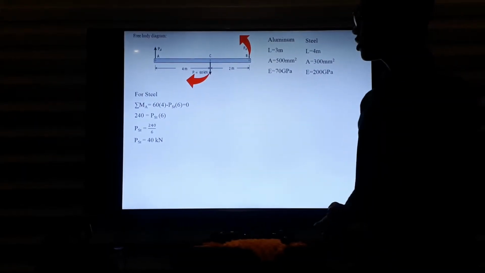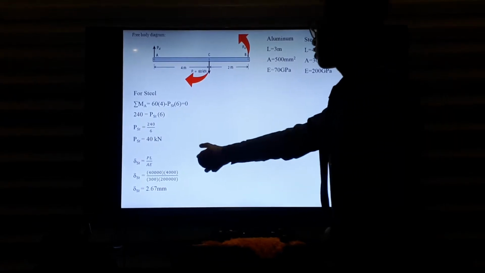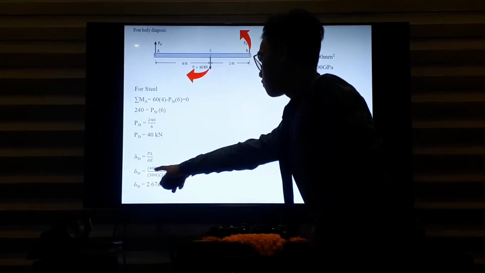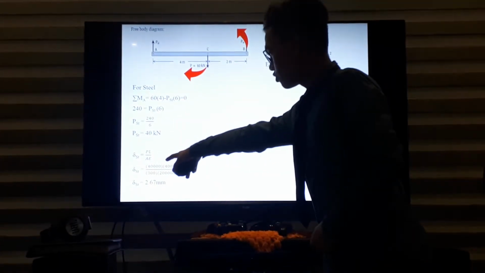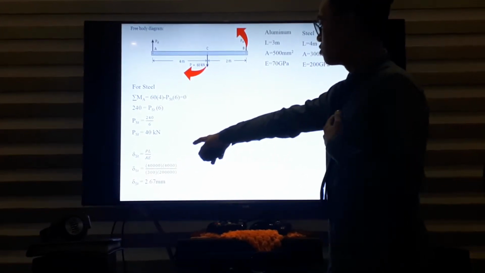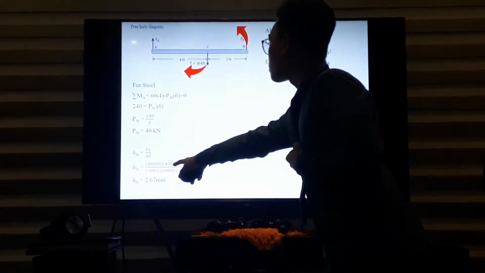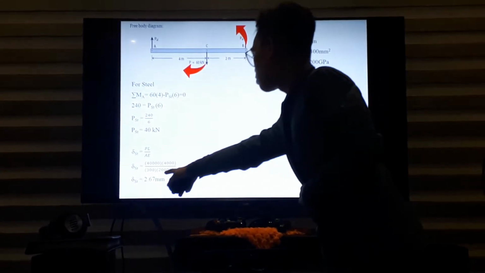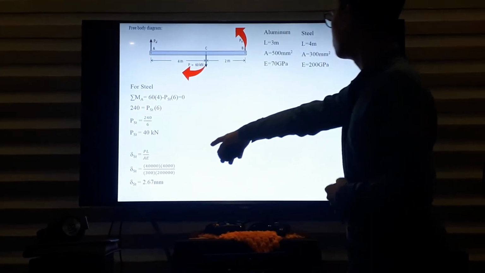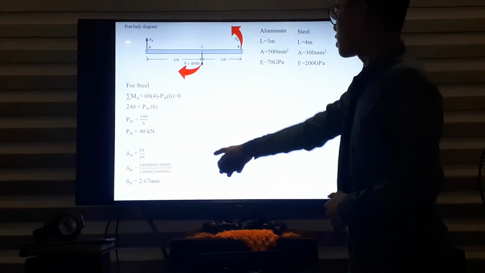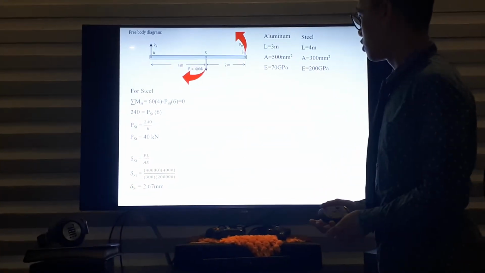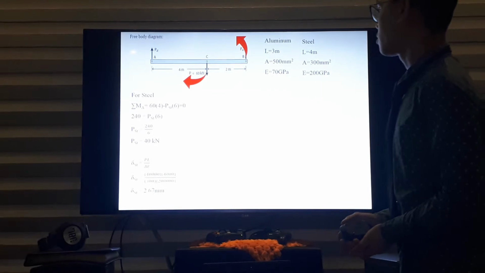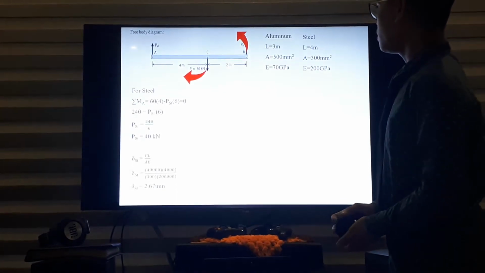Then we would use the deformation formula and plug in all the details. We will convert 40 kilonewtons into newtons. The 4,000 would be converted into millimeters. The 200,000 would be converted to megapascals, and we will have an answer of 2.67 millimeters.